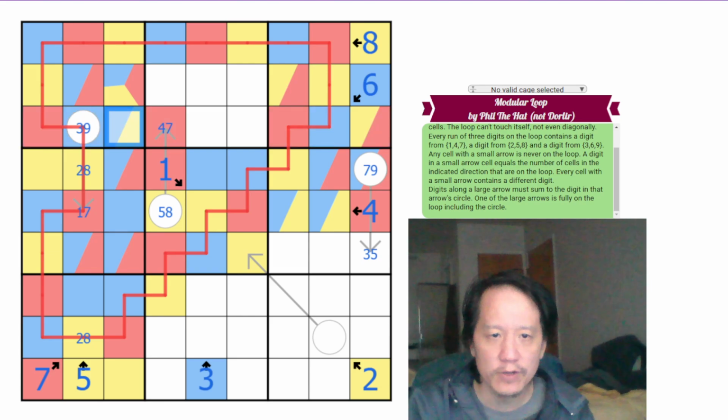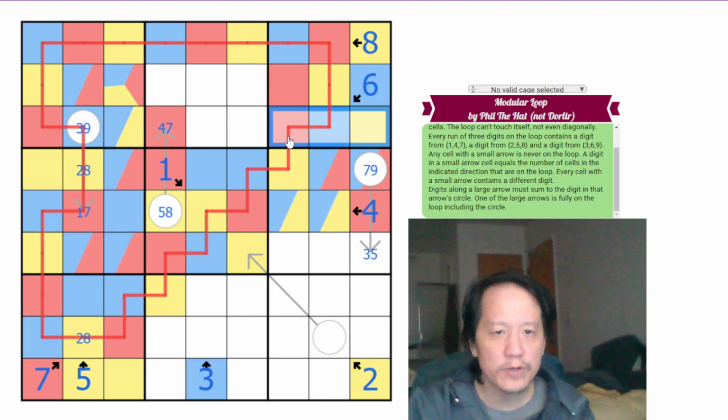So this cannot be red. And this cannot be red. Which forces this to be yellow. Since this is yellow, we have all the yellows in box 3, so that can't be yellow, therefore this is red. So this is blue or yellow. This is yellow, this is yellow. So this cannot be yellow, which means this is a 5.